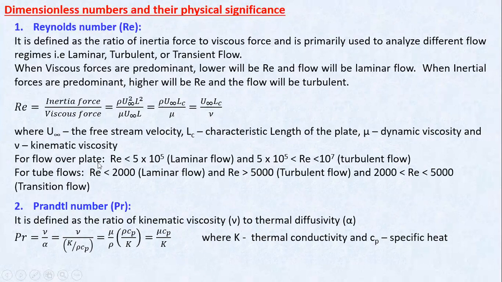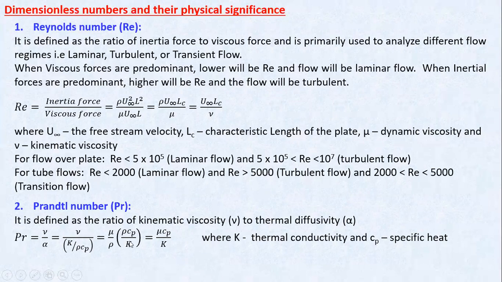For flow over plates, if the Reynolds number is less than 5 into 10 power 5, we call it laminar flow. If it is in the range of 10 power 5 to 10 power 7, we call it turbulent flow. For the same Reynolds number, if the fluid flows through tubes, if it is less than 2000, it is laminar flow. If it is more than 5000, it is turbulent flow. In between, it is transition flow.